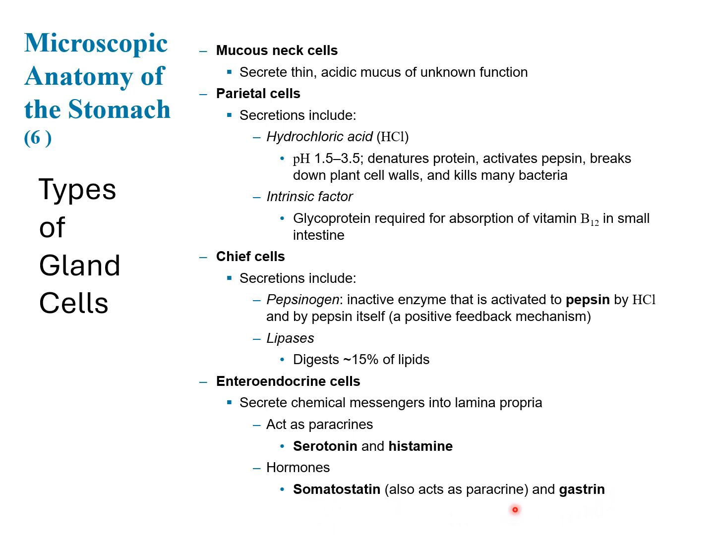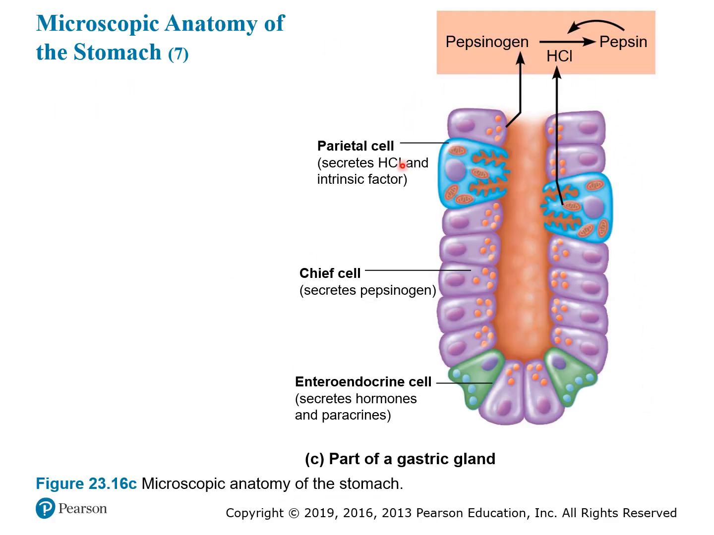Somatostatin acts as a paracrine and a hormone. How does it act as a hormone? It affects the motility of all parts of the GIT, not only the stomach. This is a bigger view, so our mucus cells are not present here.